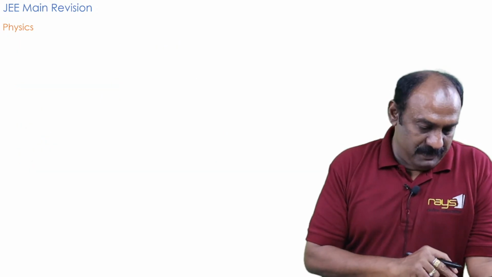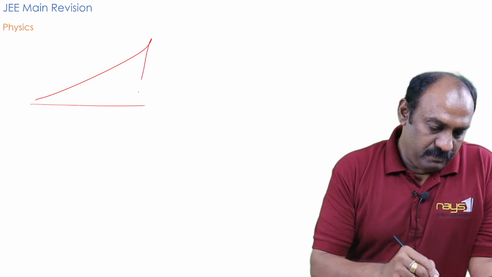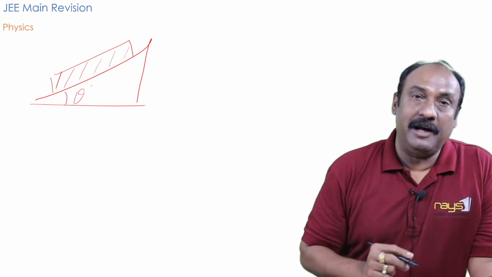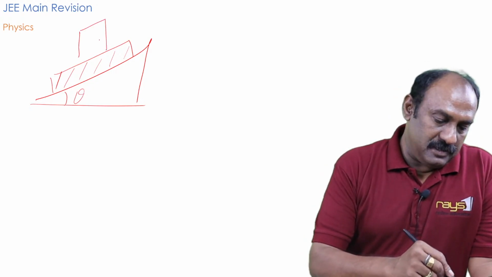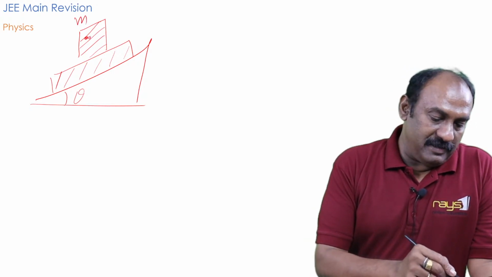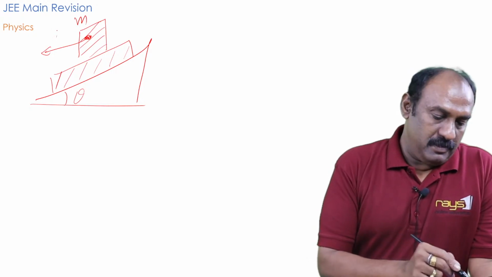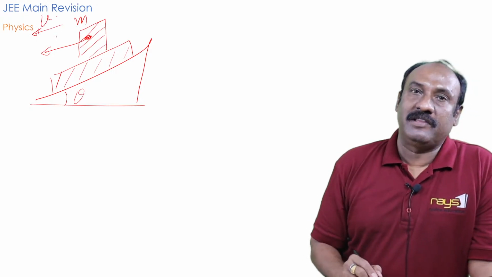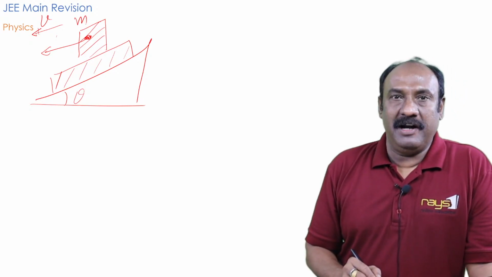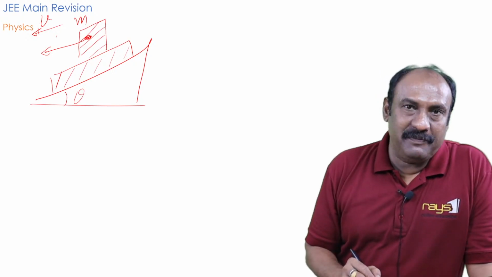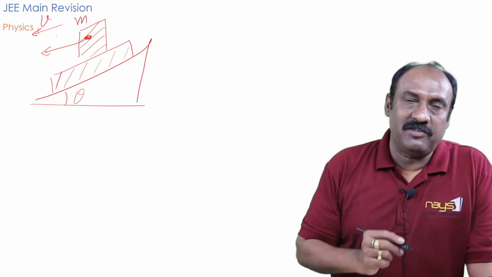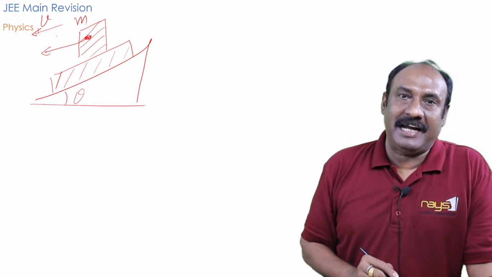So on the inclined plane, there is a thin film placed like this, of inclination theta. Over this a block of mass m is placed. This block slides over the thin film with constant velocity v. Sliding with constant velocity v means the net force acting on it is 0. If a body slides down the inclined plane with constant velocity, then the net force on the body is 0. So what are the forces acting on this block here?